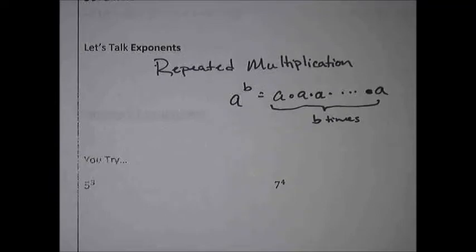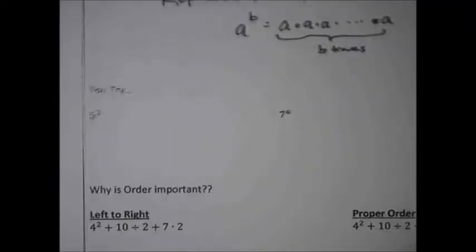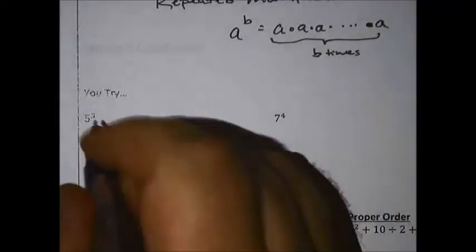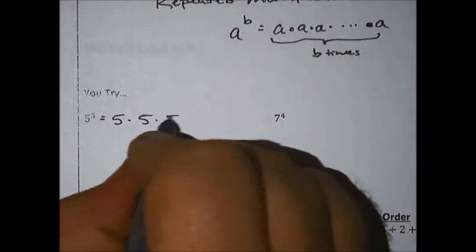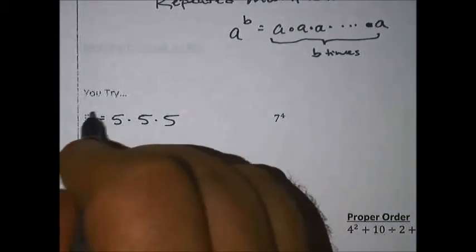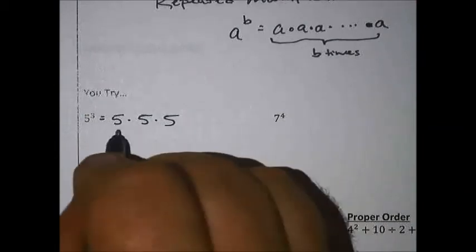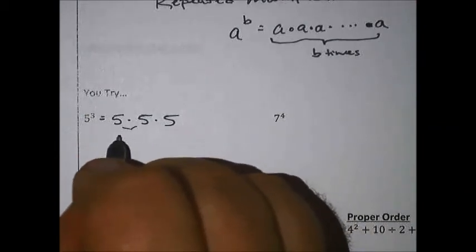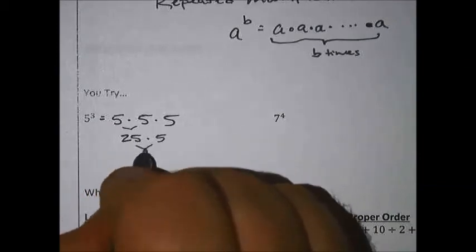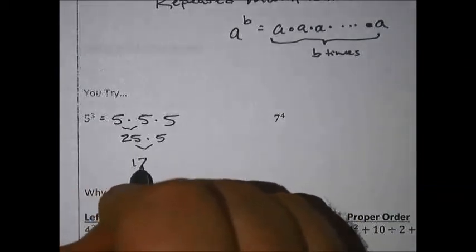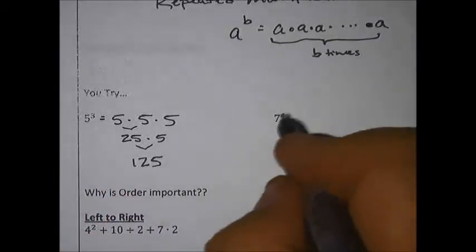Our first one here is 5 to the 3rd. Okay, 5 to the 3rd. That means 5 times 5 times 5. There's 3 5s there. That's what the 3rd means. You can go from left to right even on this to make it a little bit easier. 5 times 5 is 25. Throw another 5 in there. If you don't know what that is, grab a calculator, but it's 125.